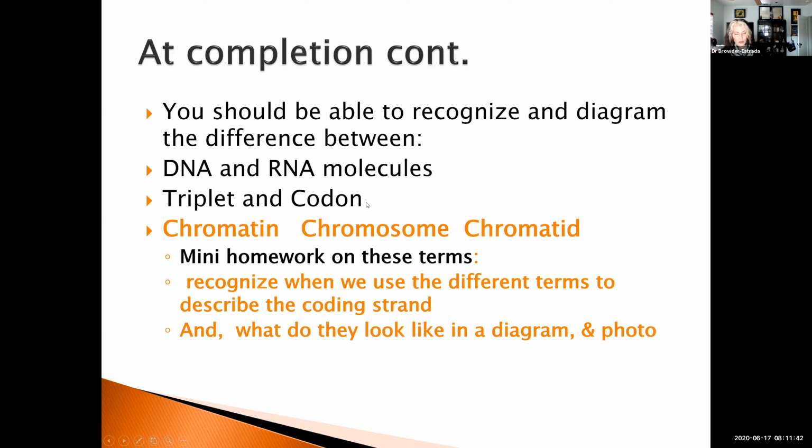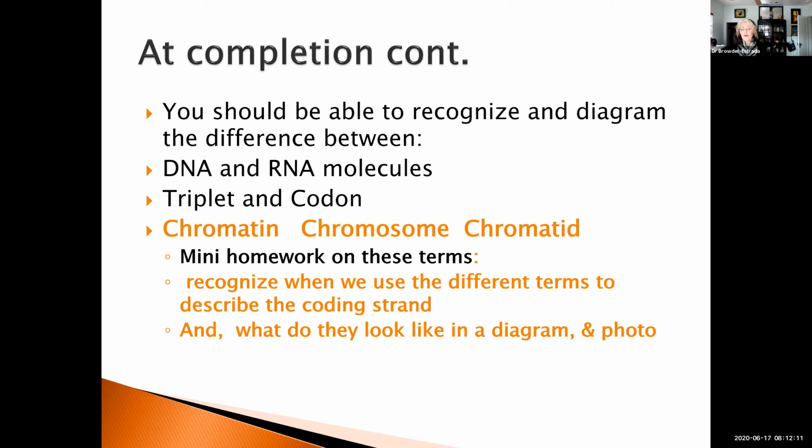So triplet and codon, you want to be sure that you can see where those are on a diagram, that you know that you want to be able to work with those. Now, chromatin, chromosome, and chromatid. What happens is that in reality for this particular science, coding strands, and you've all heard the term chromosomes, I'm sure, and some of you know more details about chromosomes already.